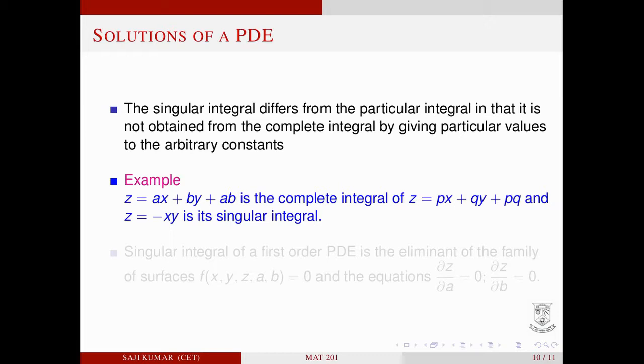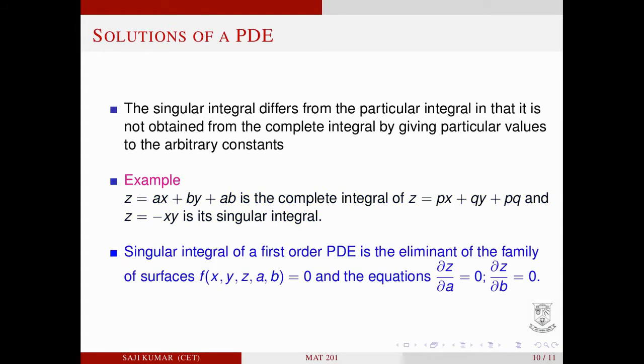Next we will see how to find the singular integral of a partial differential equation if it exists. The singular integral of a first order partial differential equation is the envelope of the family of surfaces f(x, y, z, a, b) = 0 and the equations ∂z/∂a = 0, ∂z/∂b = 0. Here note that we are partially differentiating the given relation with respect to a and b and equating these two derivatives to 0.